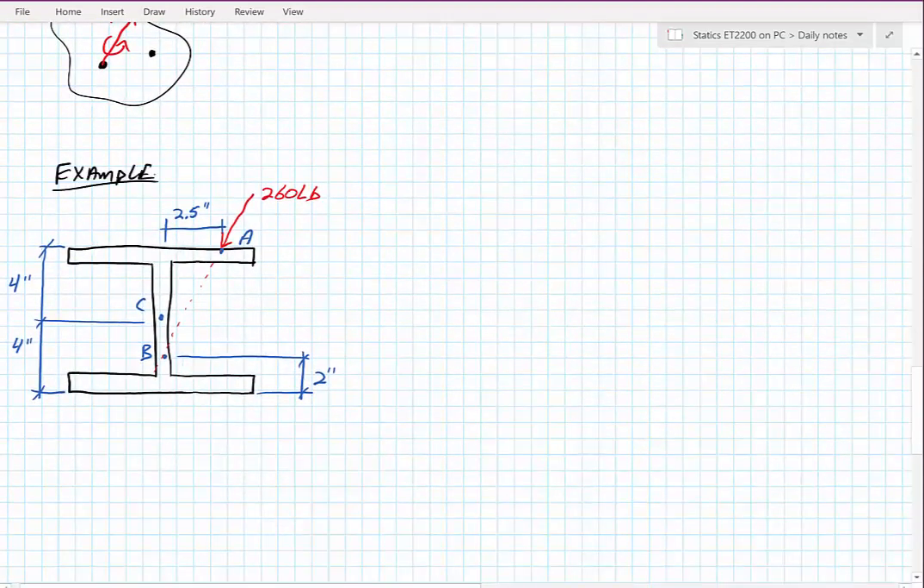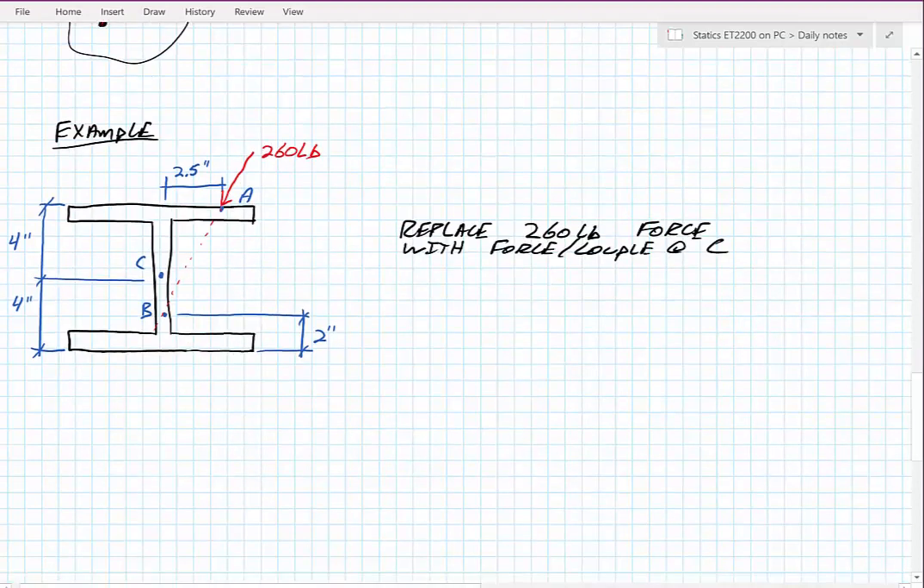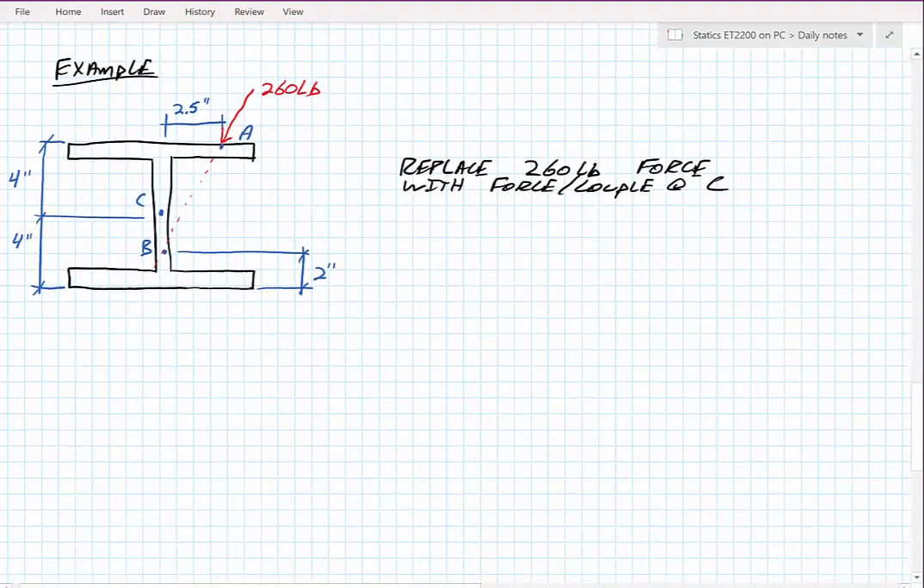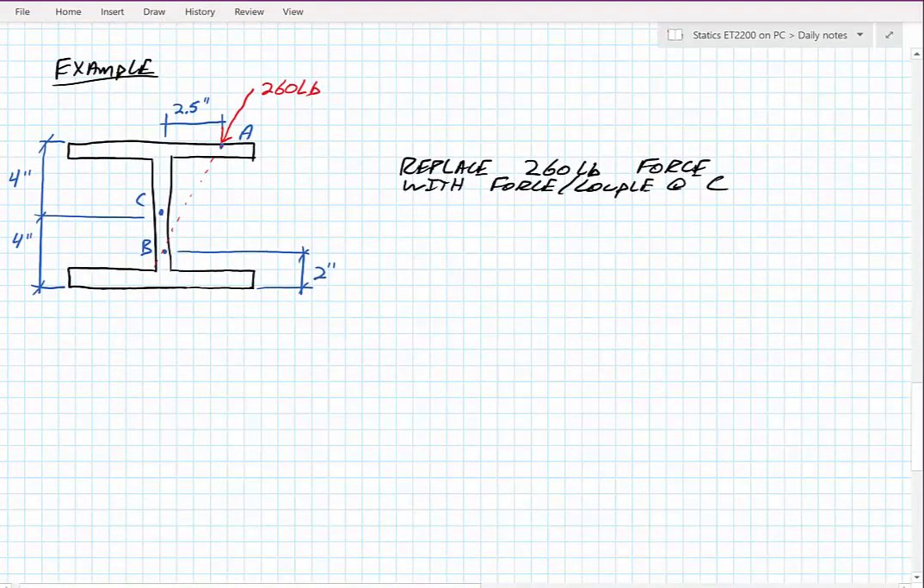So for this example, I have an I-beam. I have a 260 pound force being applied at point A. And what we're looking to do is to replace the 260 pound force with an equivalent force couple at point C. So the first thing that I'm going to want to do is find out what my current moment is at C, because that's what has to stay the same after I move that 260 pound force there.